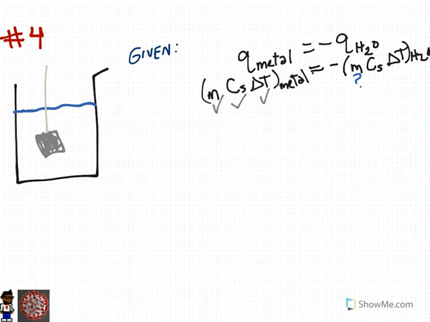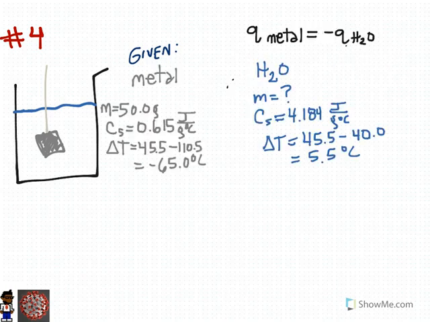Do we know the specific heat capacity of water? Yes, we do. Do we know the change in temperature of water? Well, we're told the initial temperature, but do we know the final? Well, even though we're not told what it is, we can figure it out. Remember, the metal is going to be cooling down, the water is going to be heating up until they reach the final temperature, or an equilibrium temperature. If we know that metal's final temperature is 45.5 degrees Celsius, well, that must also be the water's final temperature. So, yes, we do know the change in temperature of water.